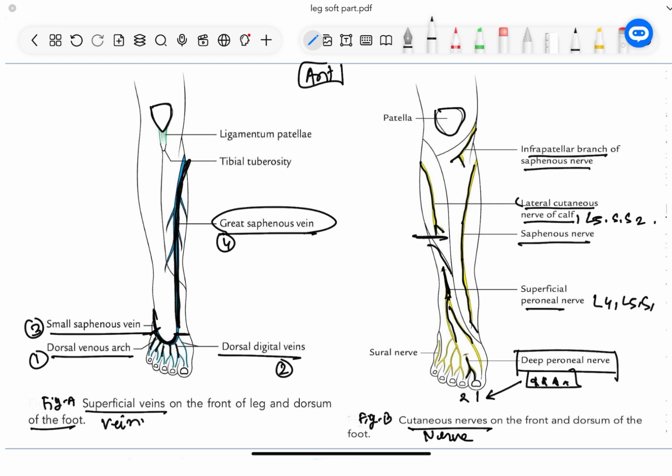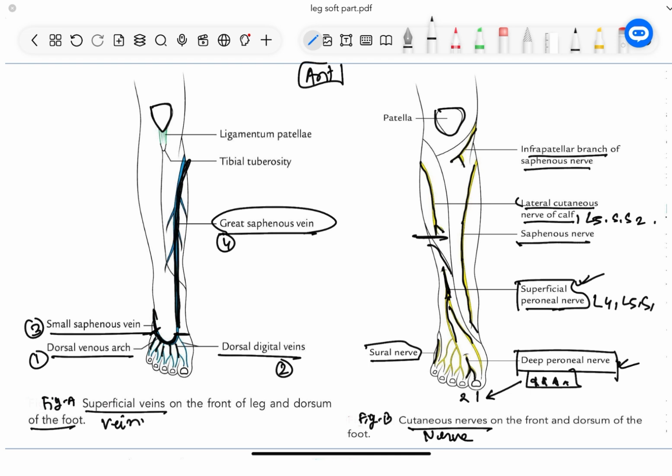Then the lateral border of the foot also will not be here, which is related to the small toe, that is the sural nerve. Remaining everything will be supplied by the superficial peroneal nerve. So, this point we have to remember. First thing, again I repeat, the cleft between first and second toe will be supplied by the deep peroneal nerve. Along the lateral aspect of the foot, it will be supplied by the sural nerve, and remaining all will be supplied by the superficial peroneal nerve.